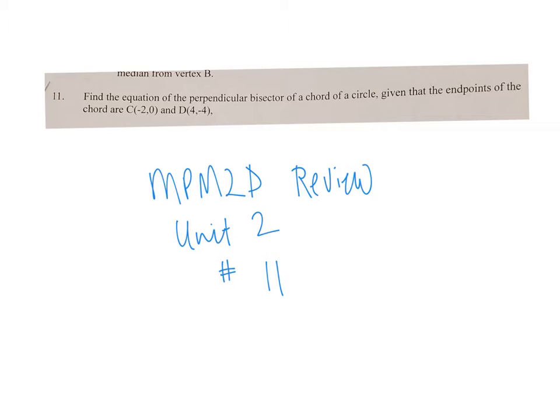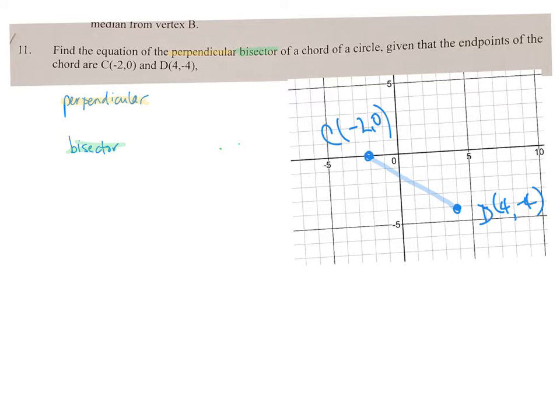In this video, we're looking at Unit 2, number 11. Find the equation of the perpendicular bisector of a chord of a circle, given that the endpoints of the chord are -2, 0, and 4, -4. In this question, we need to find the equation of the perpendicular bisector of a chord of a circle, given that the endpoints are C (-2, 0) and D (4, -4).